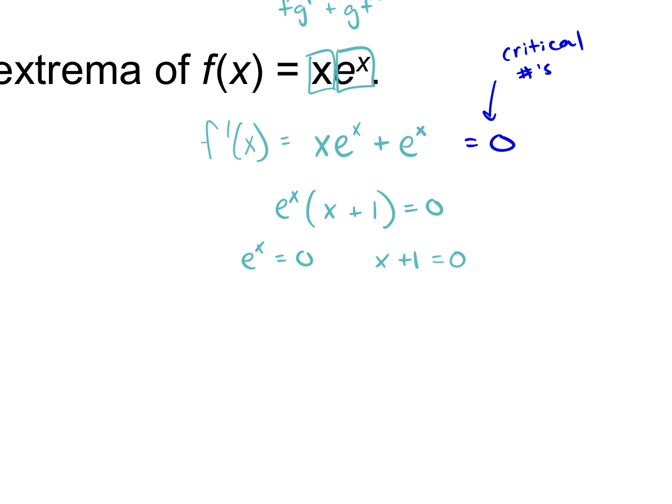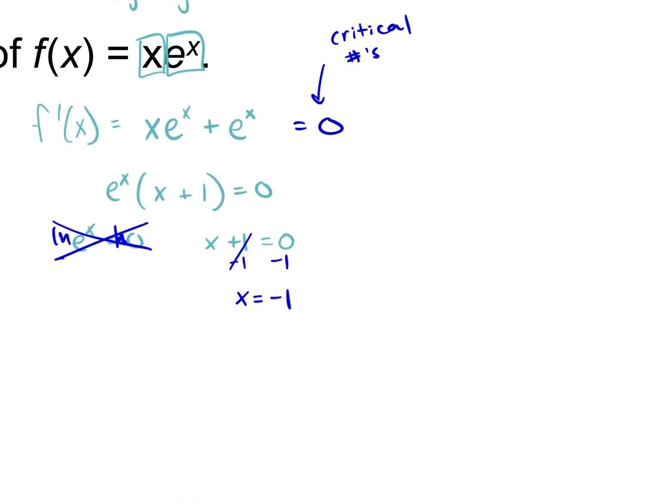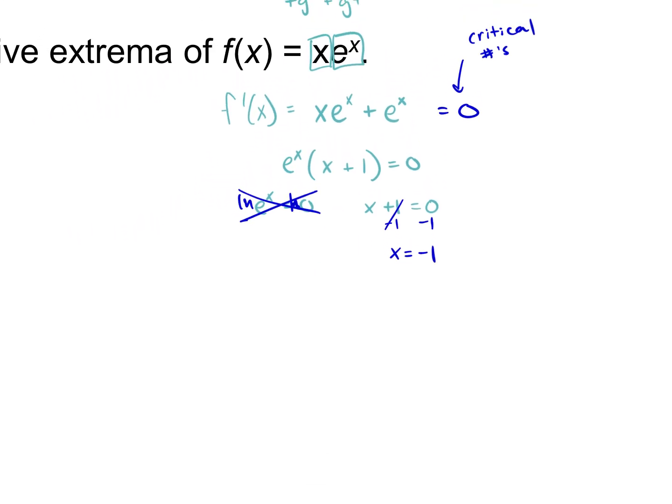So now this ties in what we did with chapter 7. How would I solve e to the power of x equals 0? What would we do? Take the ln of both sides. Can I take the ln of 0? No. So this does not give us an answer. It does not give us a critical number. So you can't take the ln of 0. But I can solve my other one here. I'm going to subtract 1 on both sides. So x is equal to negative 1. So my critical number is negative 1.